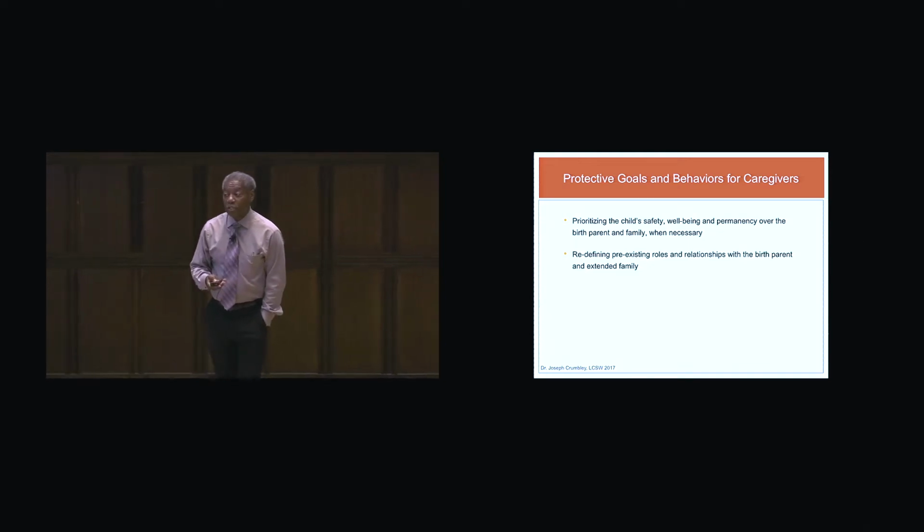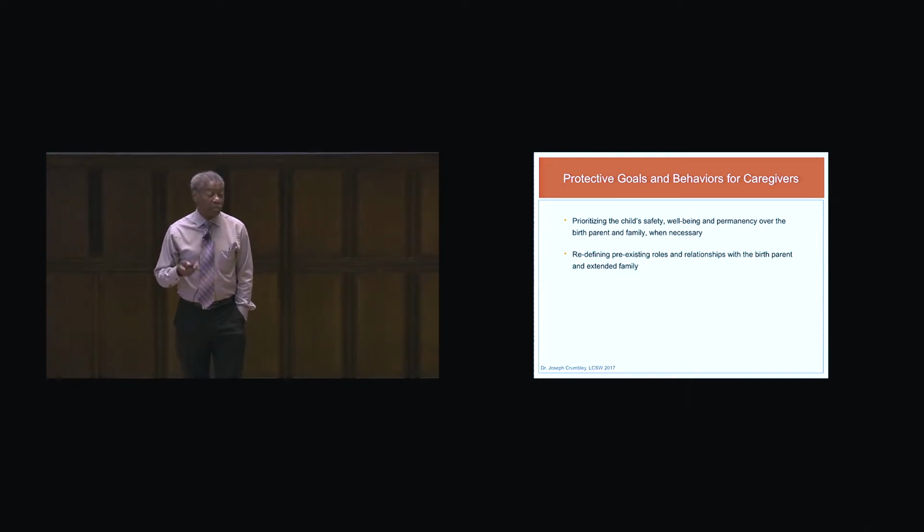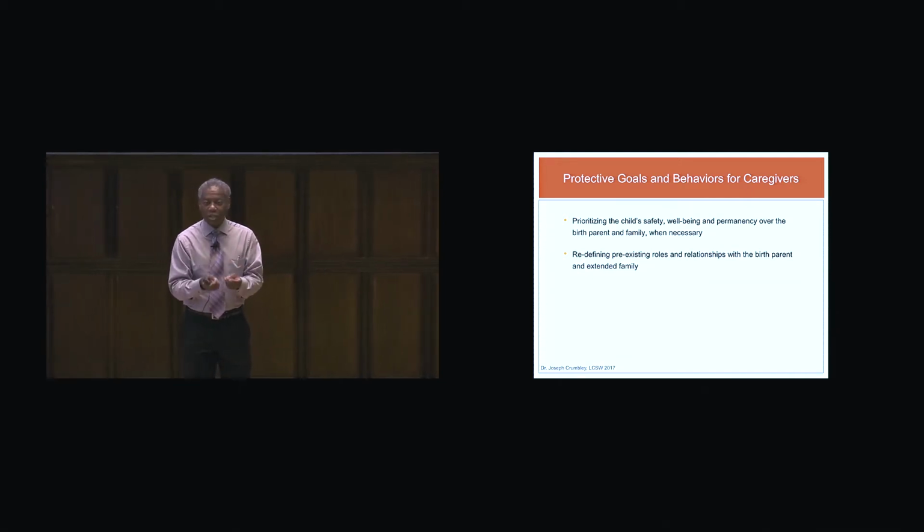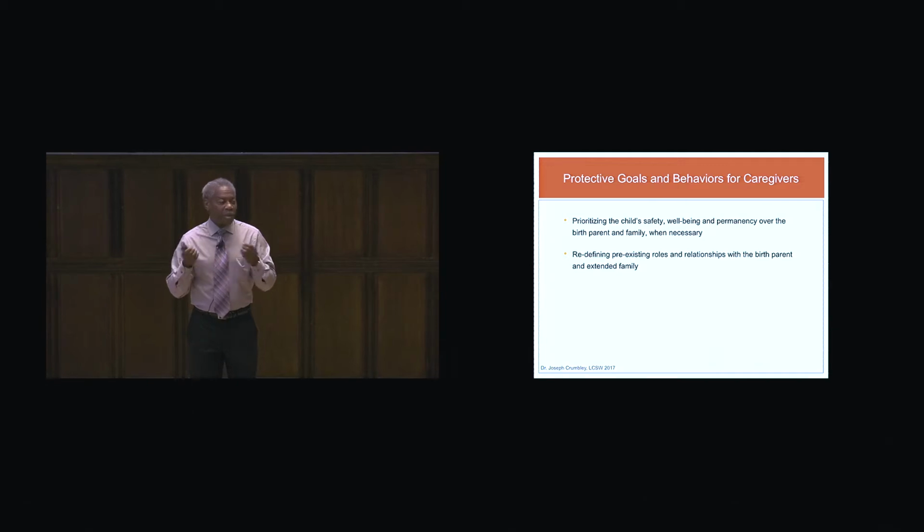Redefining pre-existing relationships and roles with the birth parent and with the extended family. One of the things in kinship care is that before the child, there are roles and responsibilities and loyalties that existed before the child was placed. Family members tend to think that even if the child has moved in and is living with them, they still expect you to have the same loyalties that you did before the child was placed. They expect the same entitlements, the same loyalties, the same commitments. That's not supposed to change.